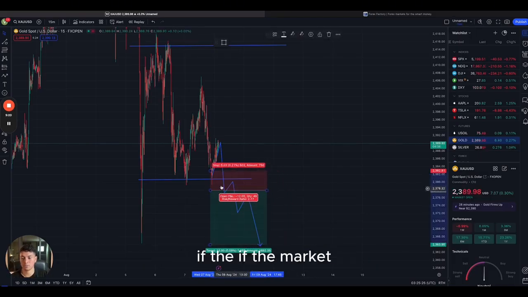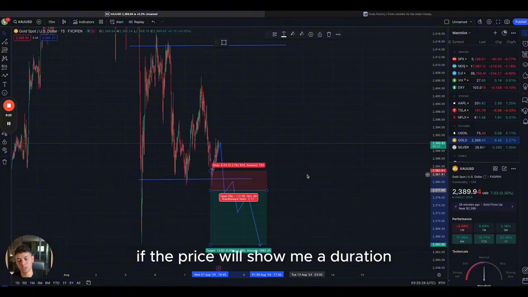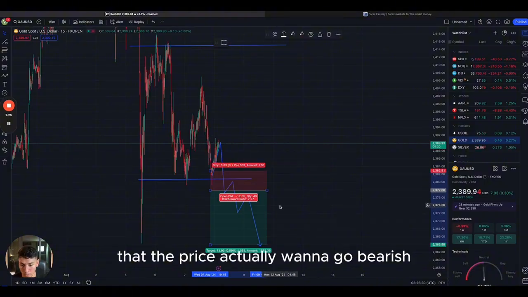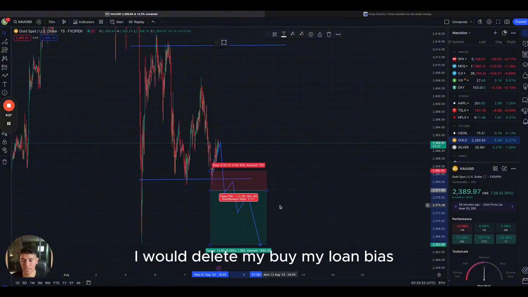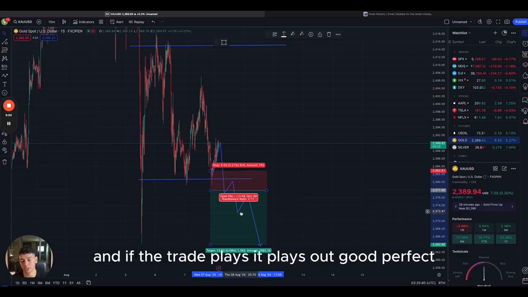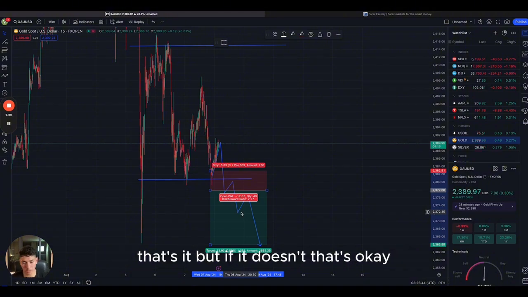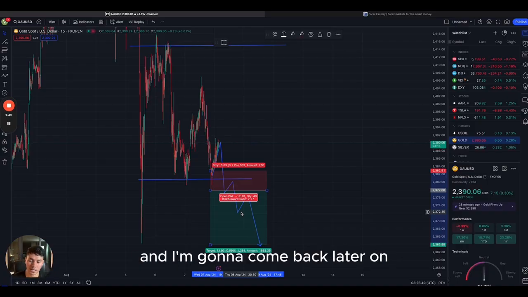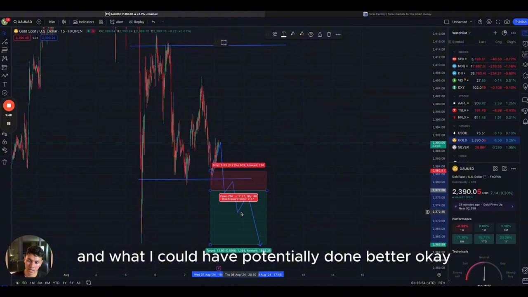If the price shows me a direction that it wants to go bearish, I would delete my long, buying bias and just start focusing on the sell. If the trade plays out good, perfect, that's it. But if it doesn't, that's okay. I'm not going to trade for the rest of the day. I'm just going to move on with my day, and come back later to backtest what I did wrong and what I could have done better.